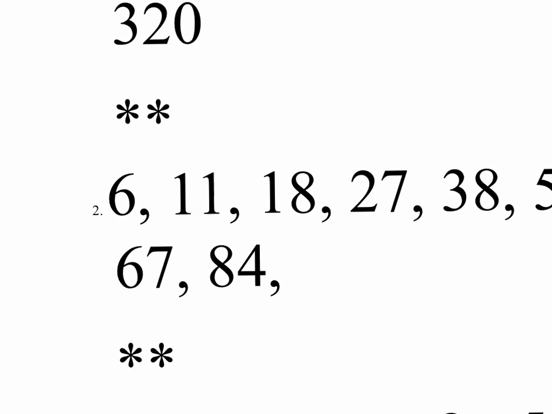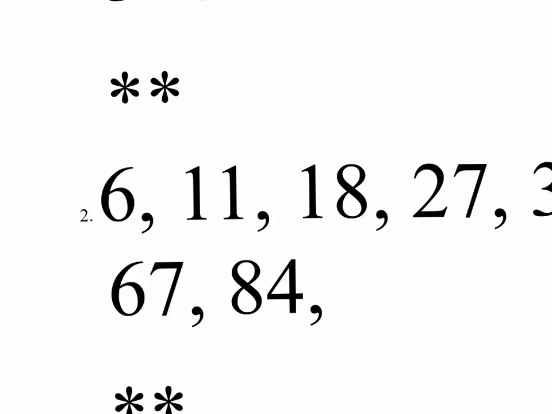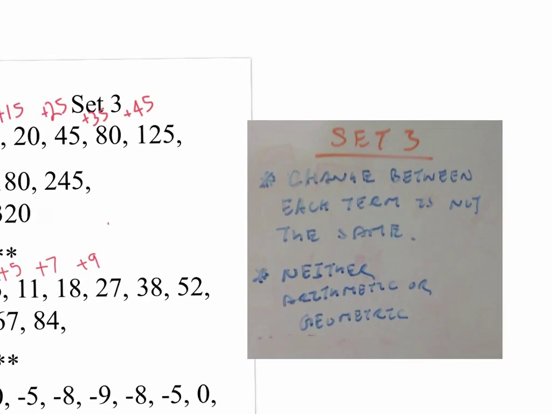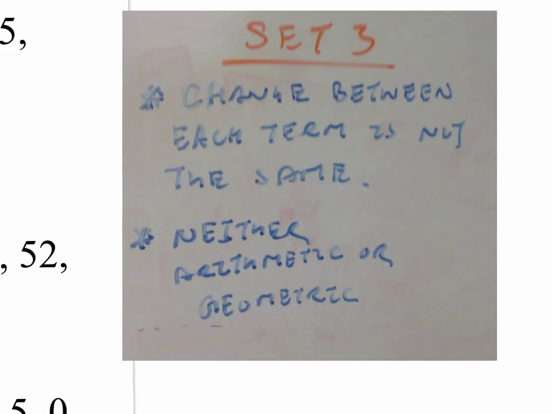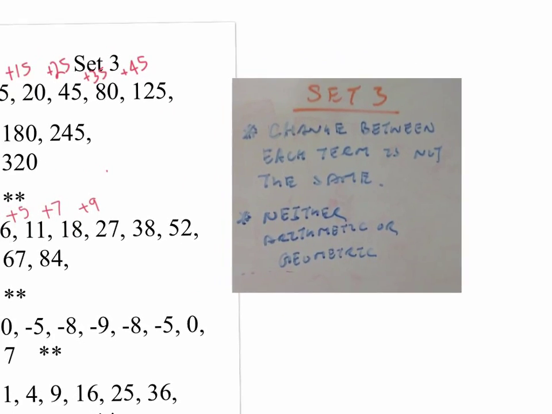Here we've got another one. 6. How do we jump from 6 to 11? We could add 5, right? How do we jump from 11 to 18? We can add 7. How do we get from 18 to 27? We can simply add 9. So these are growing, but not by a constant. This big idea is that change between each term is not the same, and that these kinds of sequences are neither arithmetic or geometric. All right, ladies and gentlemen, we're going to continue exploring these ideas in further classes.